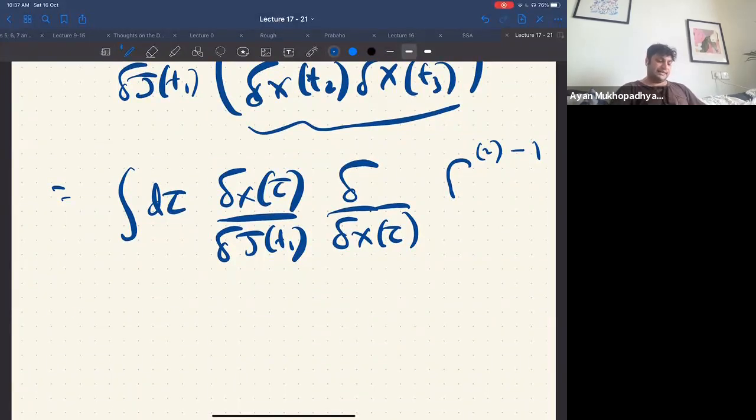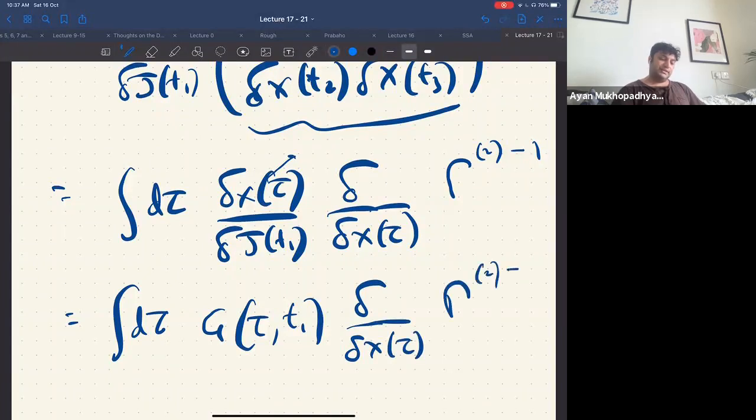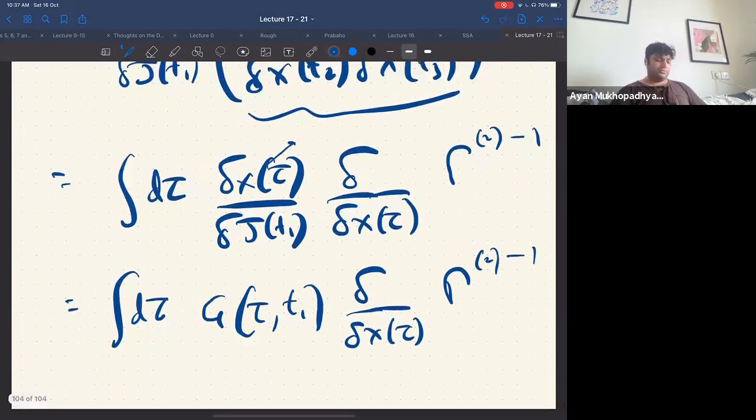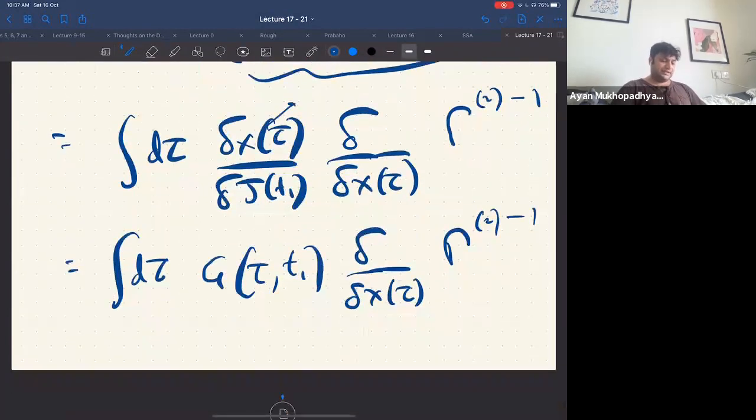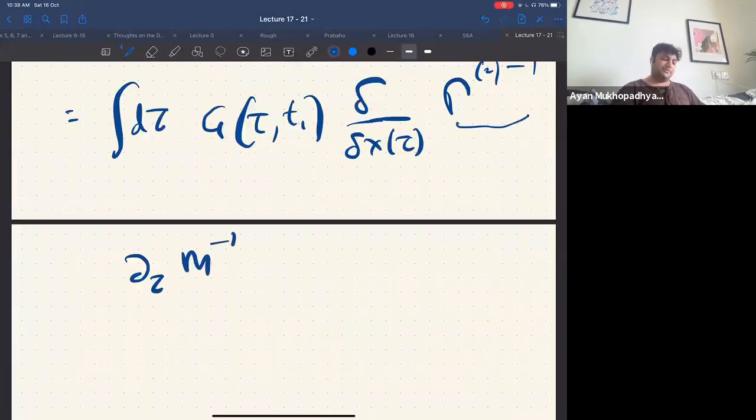So first of all, you can easily see this object delta x by delta jt1 would be nothing but g of tau t1, because delta x is nothing but delta log zj by delta j, and it becomes a 2-point function. And then I have delta by delta x tau of gamma 2 inverse. So what I would do is to take this thing, the del tau of M. If I call this M, M inverse would be equal to del tau M, right?